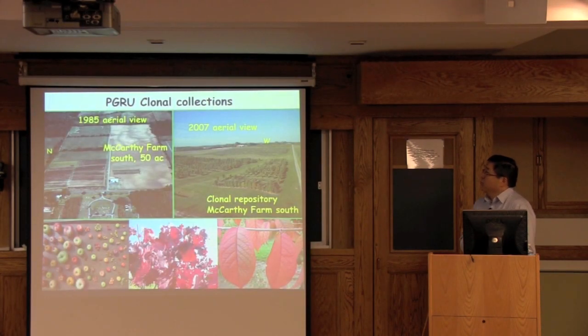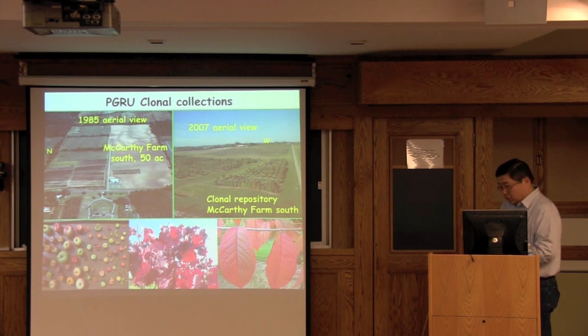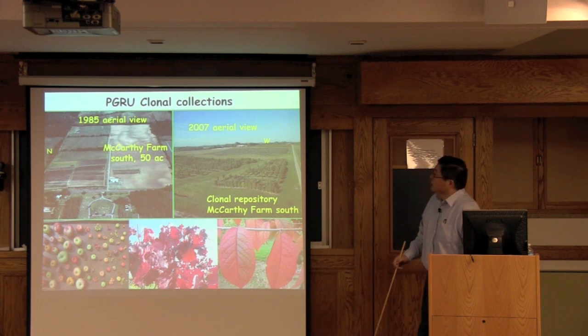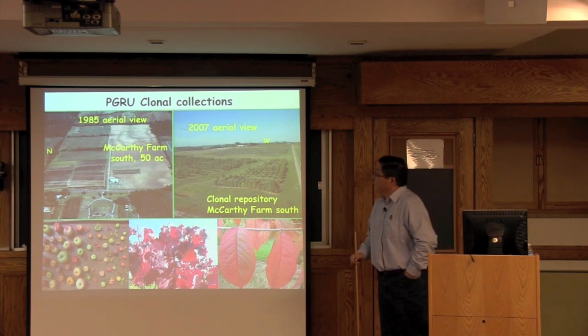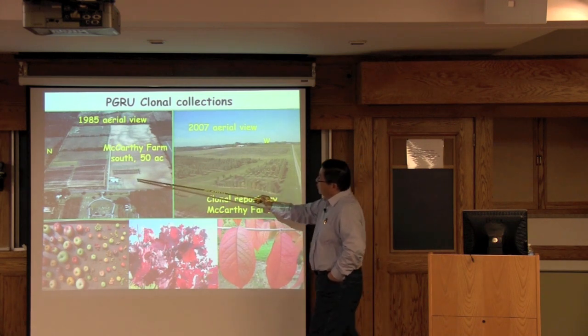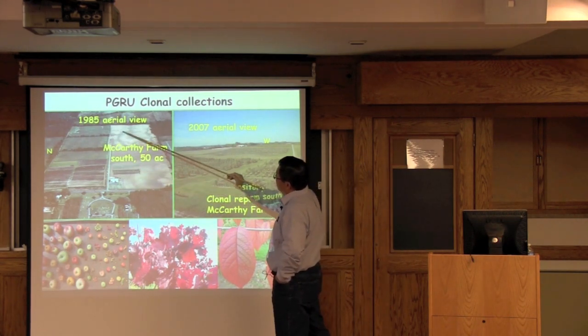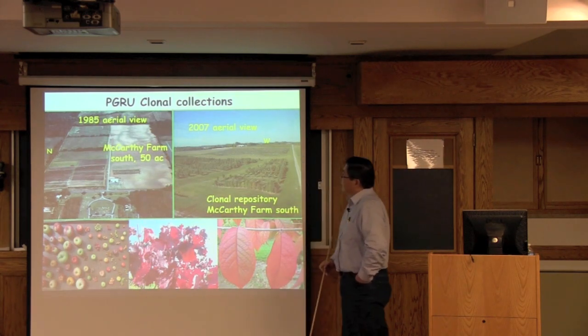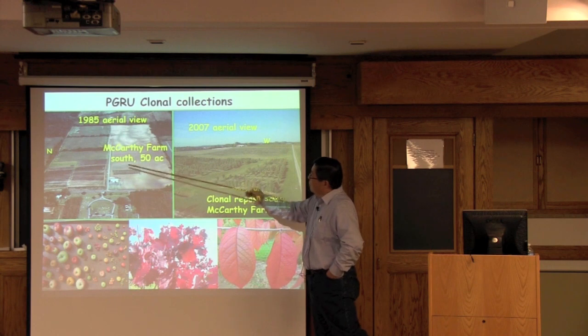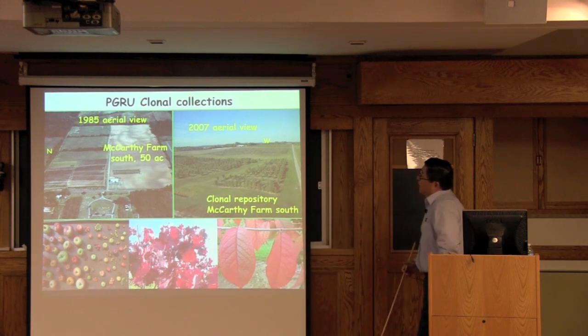Here I'm just showing some pictures of the clonal collection throughout the years. This is a view from 1985, about 2 miles from the Geneva campus. This is part of the McCarthy Farm. We occupy McCarthy South, which is about 50 acres. You can see the picture taken in 1985, when we started some nursery operation over there.